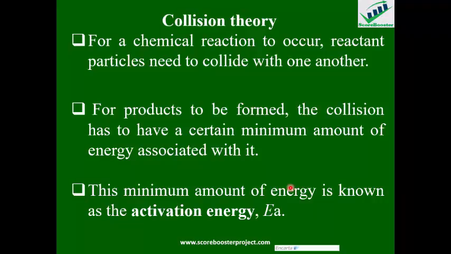So for products to be formed, the collision has to have a certain minimum amount of energy associated with it. What are we trying to say with this point? We have said that there must be collision. Then, before the collision will lead to a chemical reaction, we should not forget from kinetic theory that there is a force of attraction among the molecules. So if you have a molecule A and molecule B reacting together, you want A and B to react to form C and D, or to form C, or to form anything.